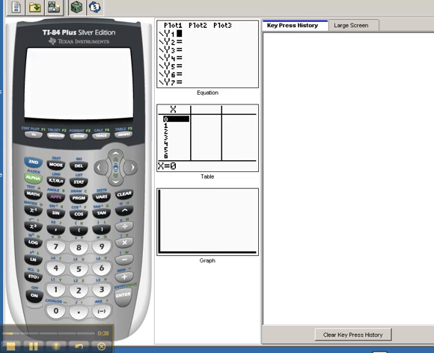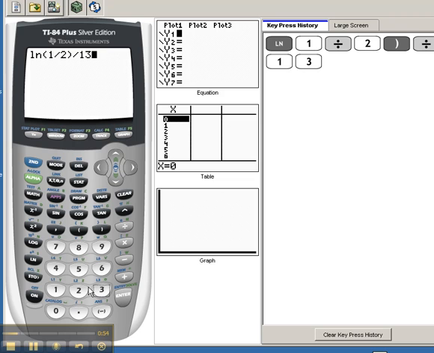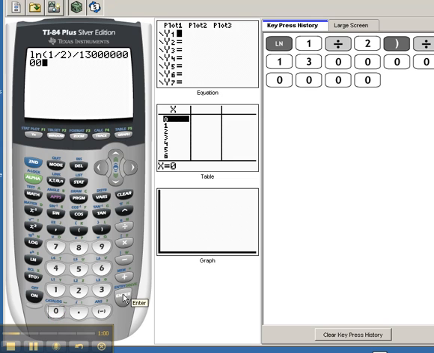So let's go to our calculator, and I want to type in that number. That was the natural log of 1 divided by 2, close the parentheses because that's all we're taking the natural log of, and then divide that by 1,300,000,000. 1, 2, 3, 4, 5, 6, 7, 8 zeros. Let's get that number. That's a very, very, very small number, negative 5.3 times 10 to the negative 10 power.